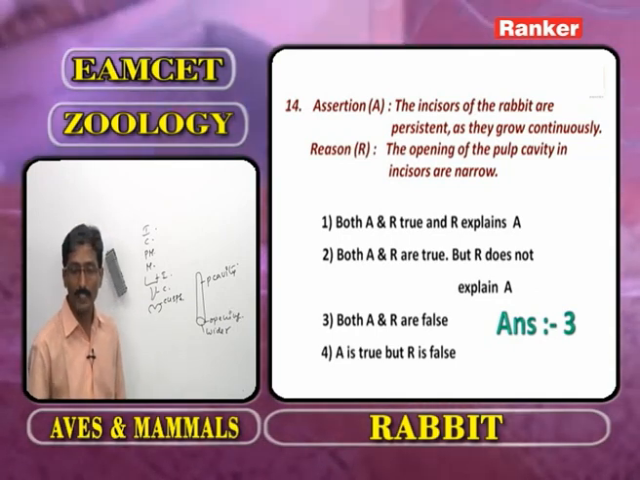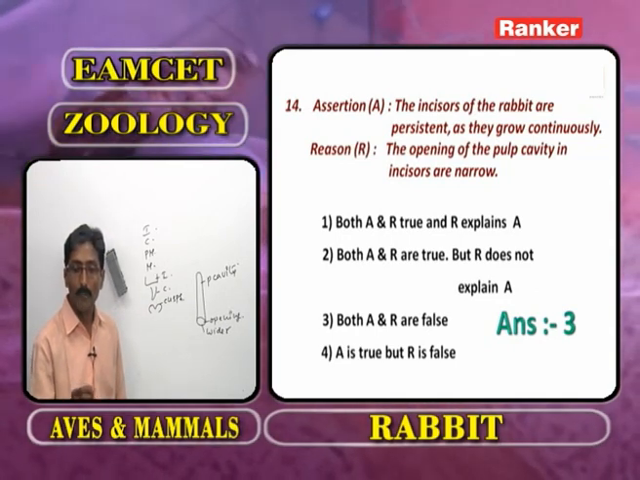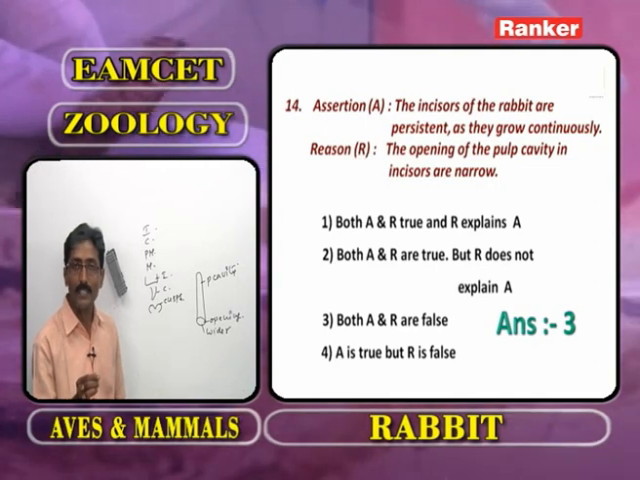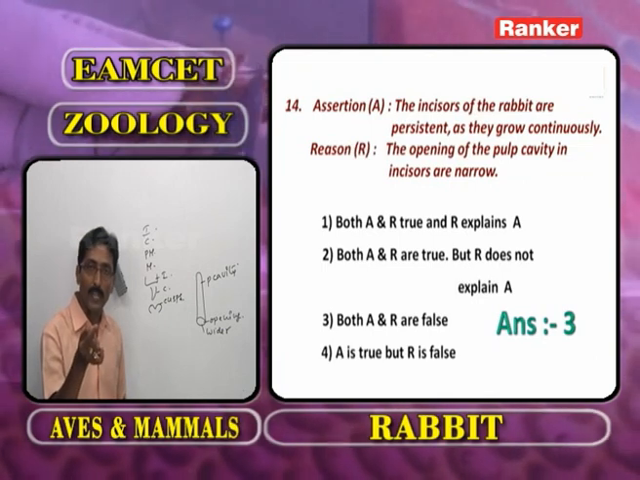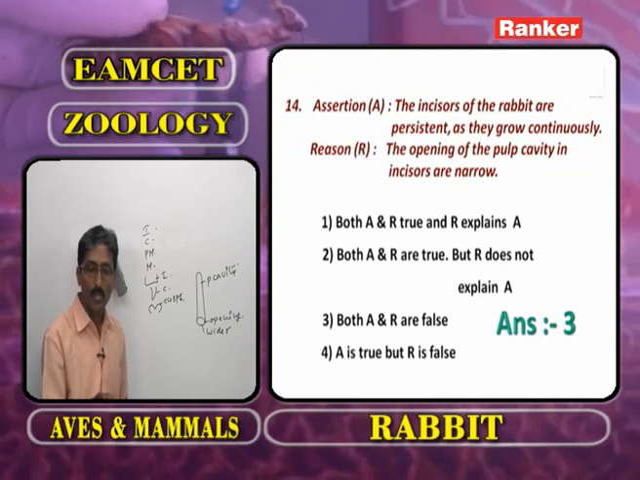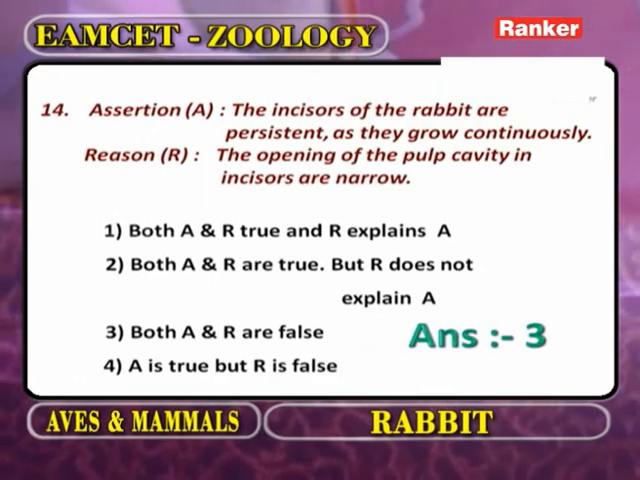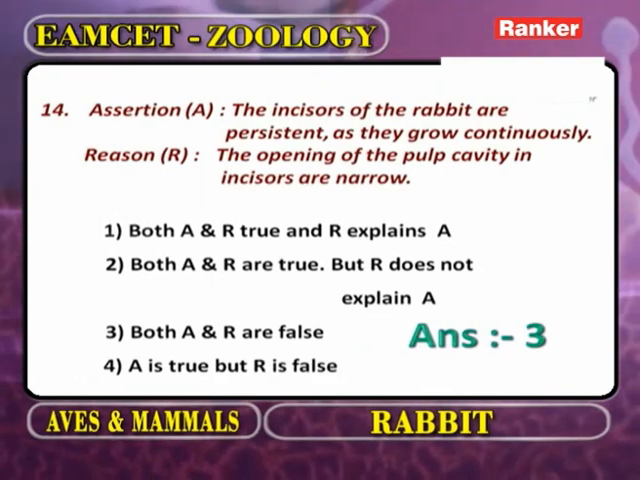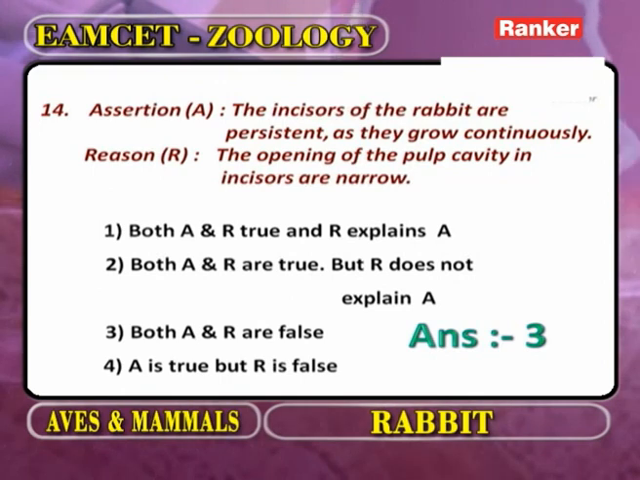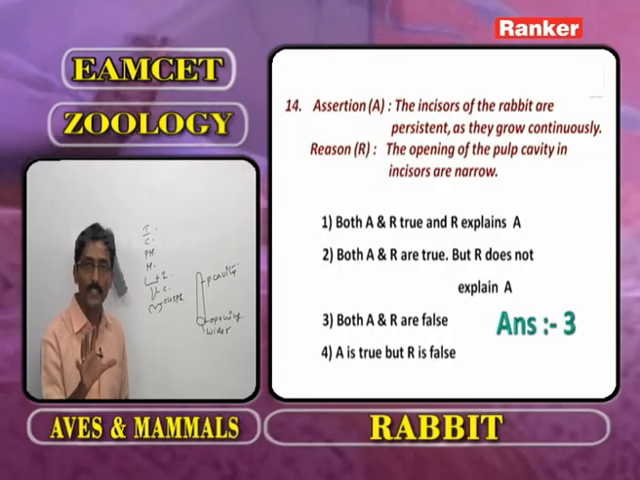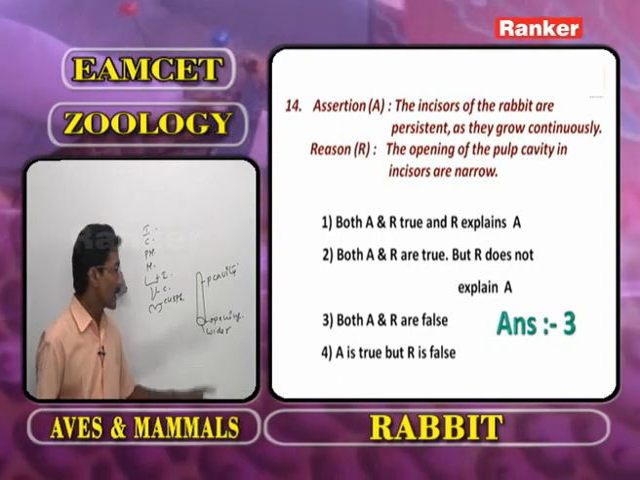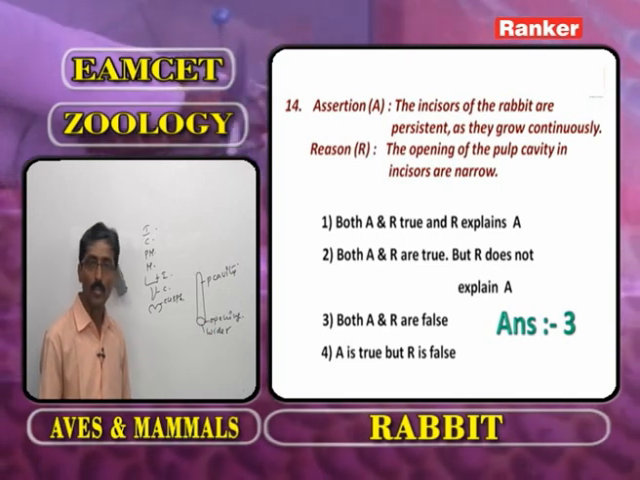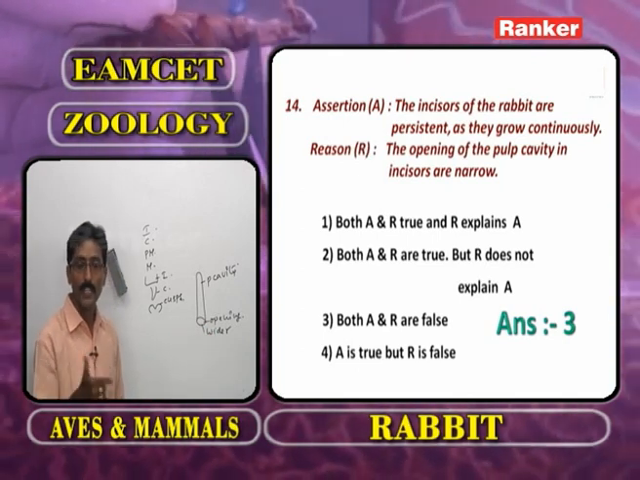What about the reason? The opening of pulp cavity in the incisors is narrow. But what I said, the opening of pulp cavity is wider. So, A is correct, R is false. Here, what is the correct answer? If the pulp cavity opening is wider, both are correct, R explains A. But here in the reason, the pulp cavity opening is narrow. So, A is correct, R is false.